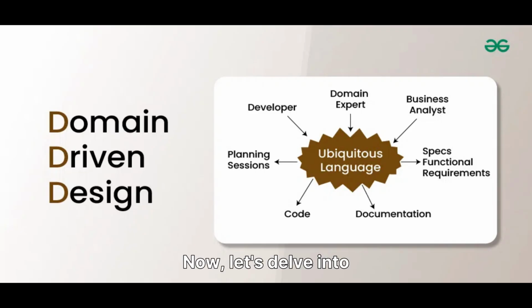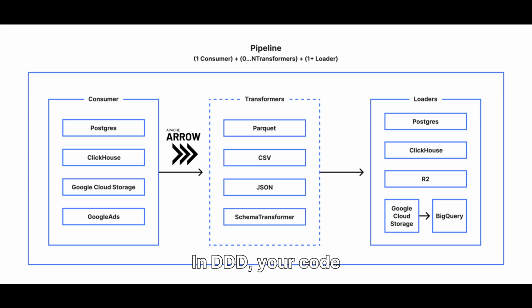Now, let's delve into data-driven design, or DDD, a software approach where a program's behavior is governed by external data rather than hard-coded logic. This paradigm shifts the focus from imperative code. In DDD, your code provides generic mechanisms for processing data, while the specifics of what to do or how to behave are defined within data files. This allows for highly flexible and configurable systems.